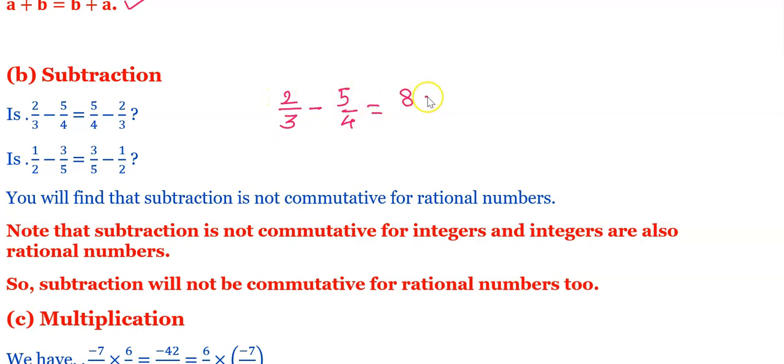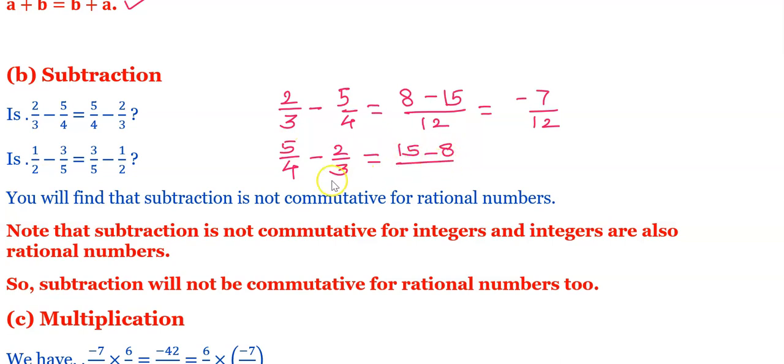3 into 5, you get 15, minus in between them. 3 into 4, that is 12. Okay, 8 minus 15, that is minus 7 upon 12. What about the next number? 5 by 4, minus 2 by 3. Again the cross multiplication, you will get 15 minus 8 upon 3 into 4, 12. Here you will get 7 upon 12.